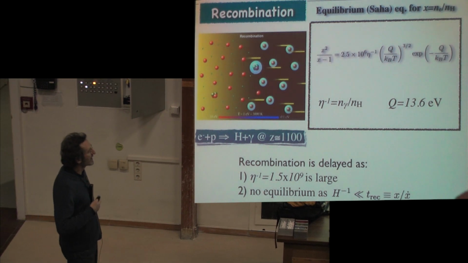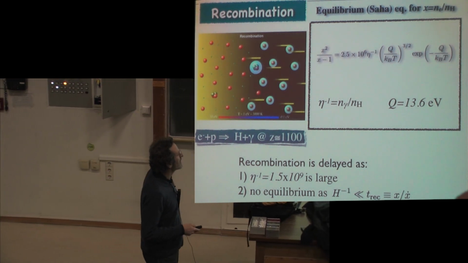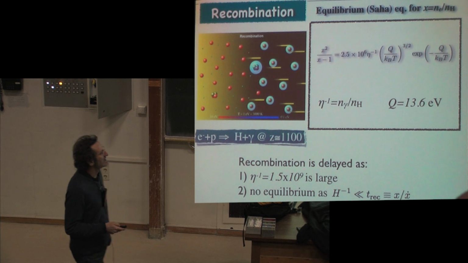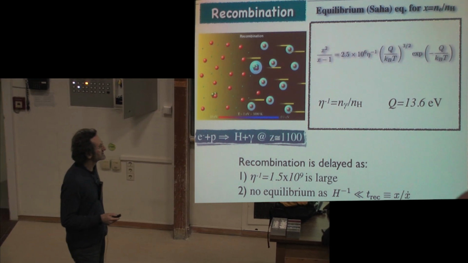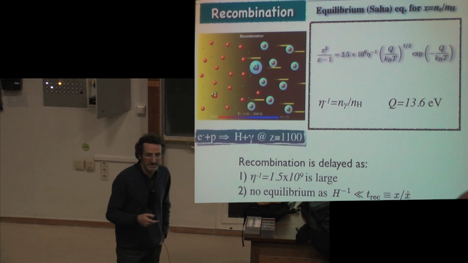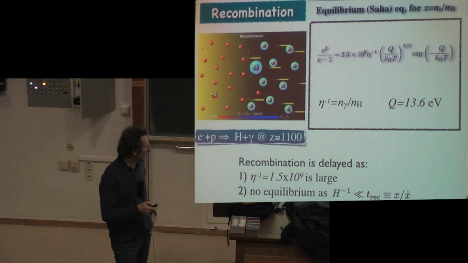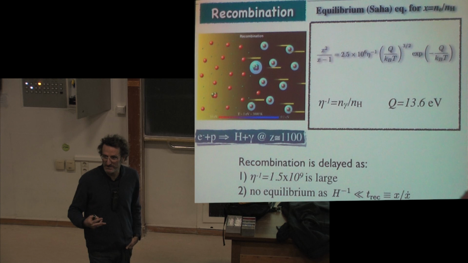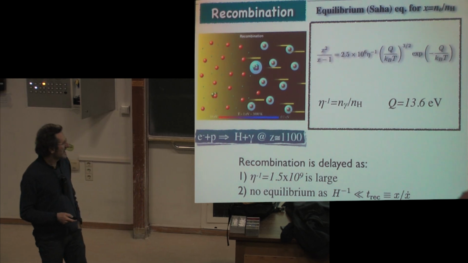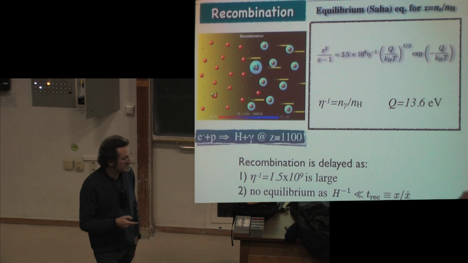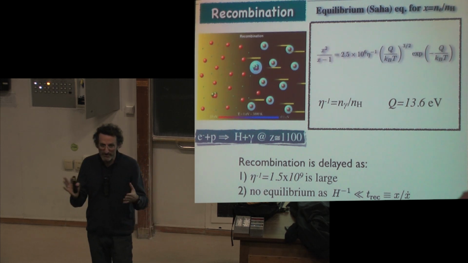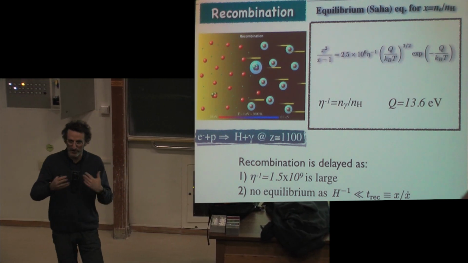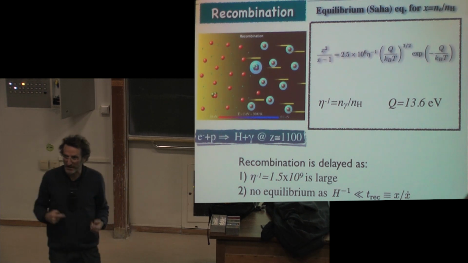Very quickly, we have to start from recombination. We know from basic cosmology that at redshift around 1100 the universe recombined. We know that the recombination of hydrogen is delayed because of two effects. One is that the photon-to-baryon number is a large number, about 2 billion, 1.5. The other is that the reaction occurs out of equilibrium. So the temperature of the universe when the recombination happened was small compared, for example, to the Rydberg continuum energy.